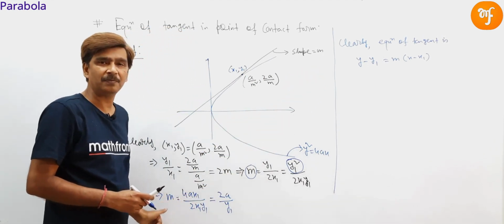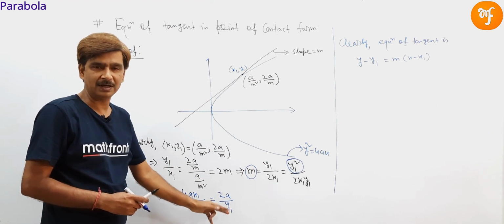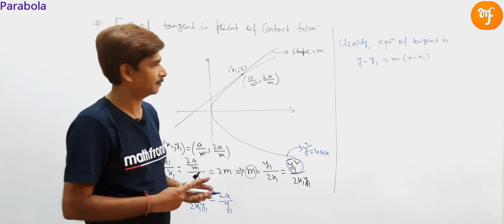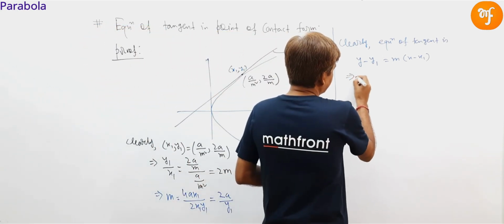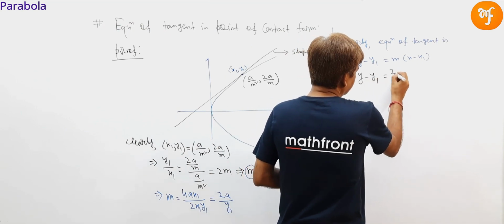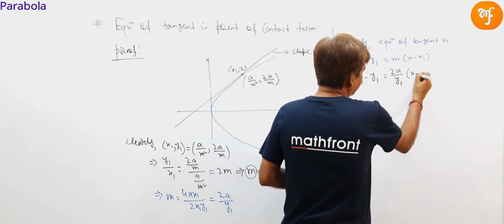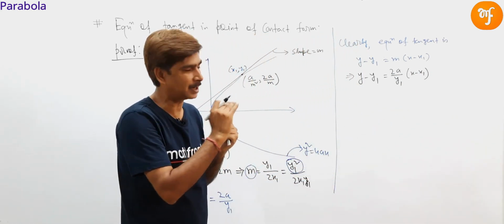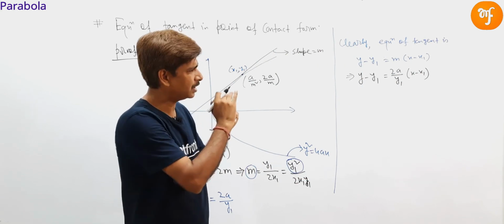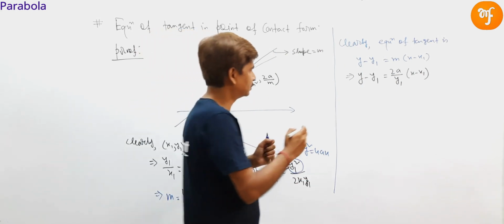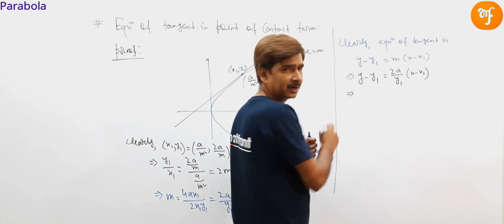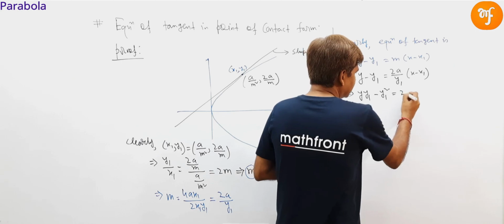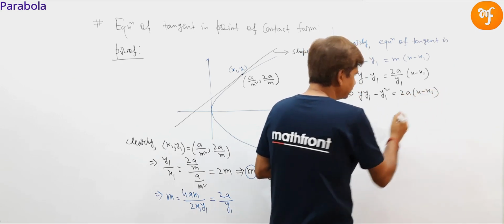Now, we have the value of m in terms of y1 as 2a by y1. So, we will substitute the value of m by 2a by y1 here. So, what we can write? y minus y1 is equal to 2a by y1 into x minus x1. So, we get the equation of tangent in terms of x1 and y1. Now, we will write it in the simplest form. To do this, multiply by y1, and we get y into y1 minus y1 square is equal to 2a into x minus x1.